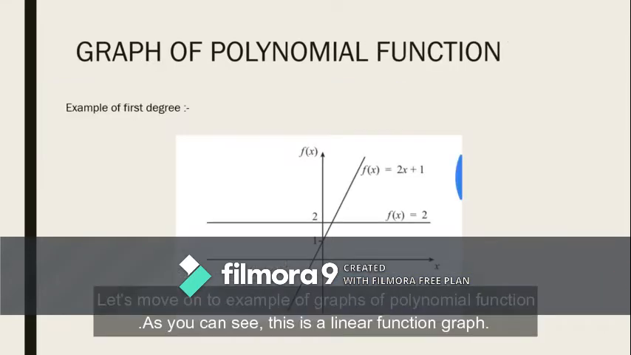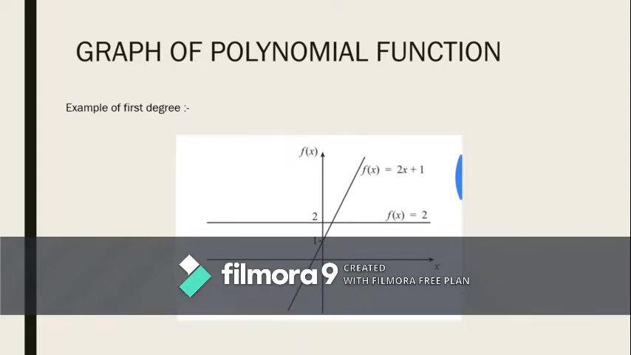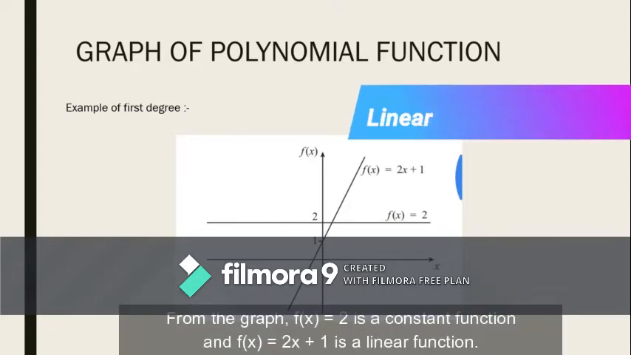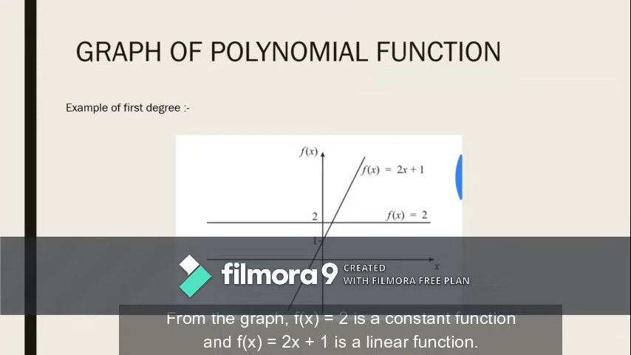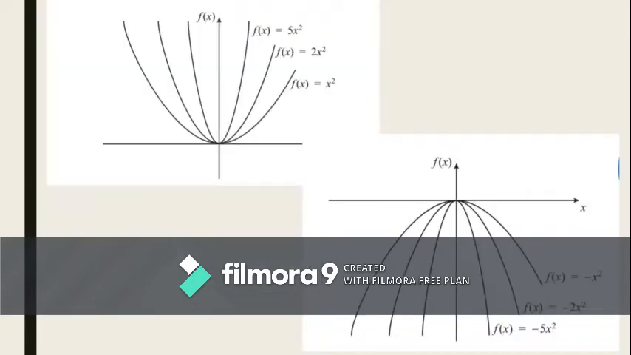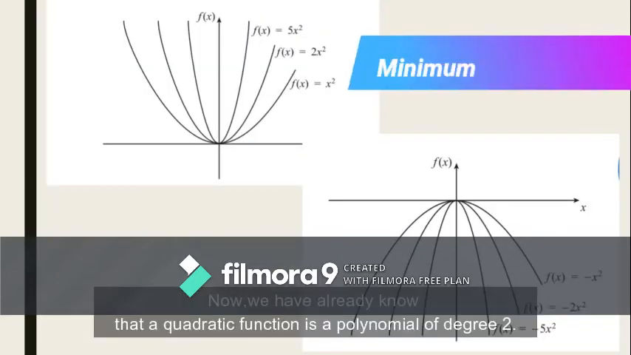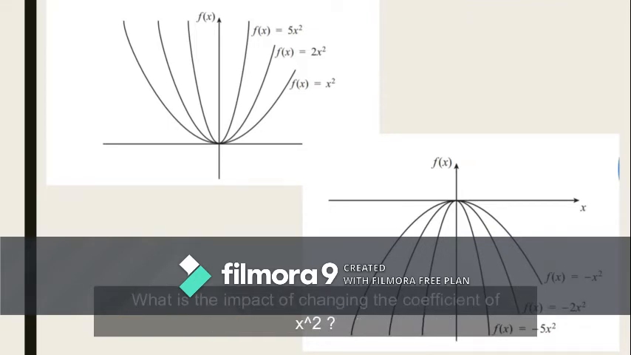Let's move on to examples of graphs of polynomial functions. As you can see, this is a linear function graph. From the graph, f(x) = 2 is a constant function and f(x) = 2x + 1 is a linear function. Now, we already know that a quadratic function is a polynomial of degree 2. What is the impact of changing the coefficient of x²?